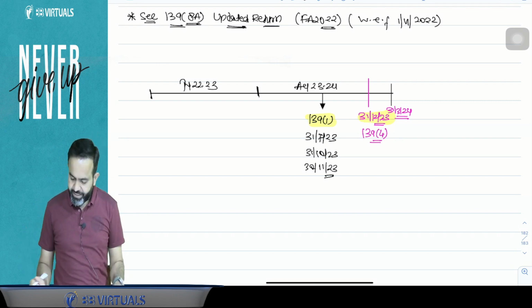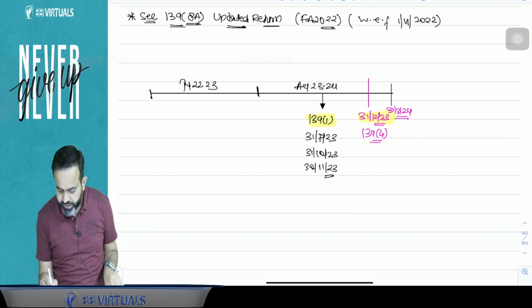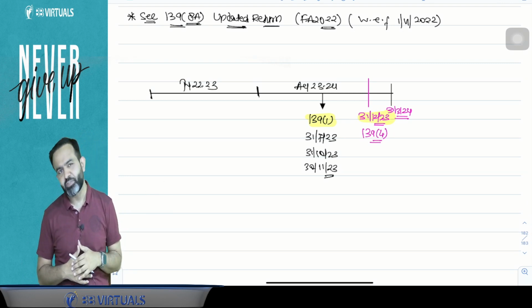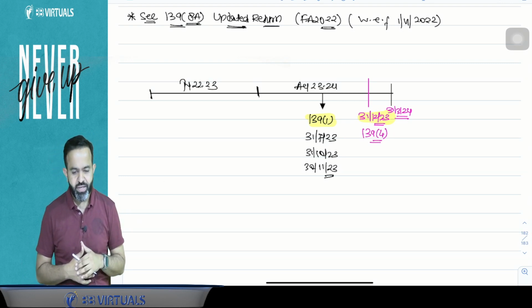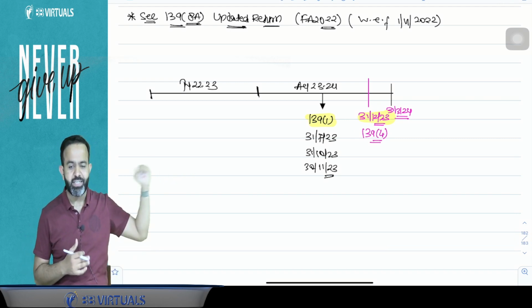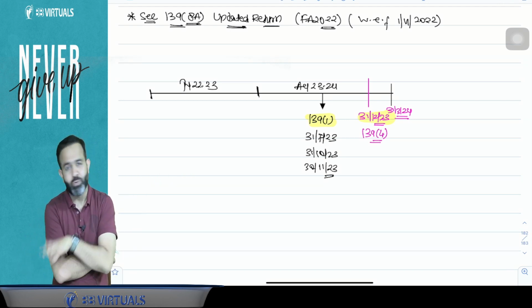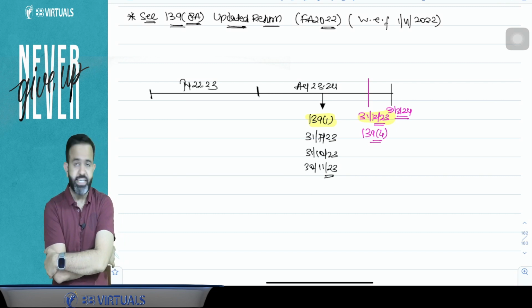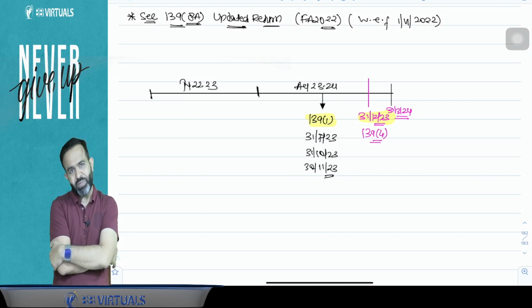Now the question is, sir, suppose the assessee has not filed the return till this date also, can the assessee file the return after that? Answer is no. In law, there is no provision that the assessee can file the return after 31st December 2023. There was no provision in the law. But guys, Nirmala Sitharaman ji introduced one section by Finance Act 2022.